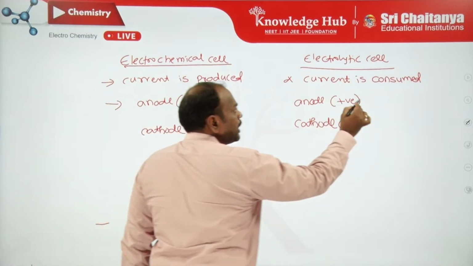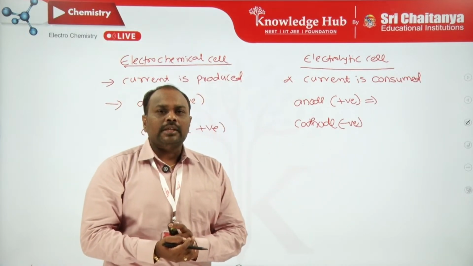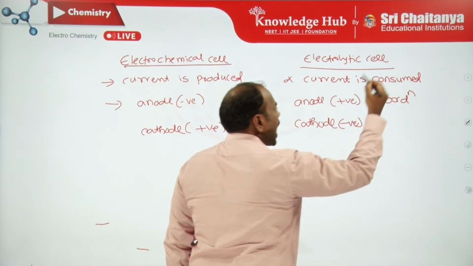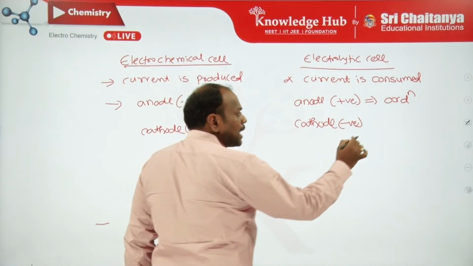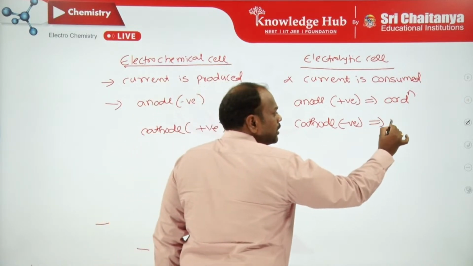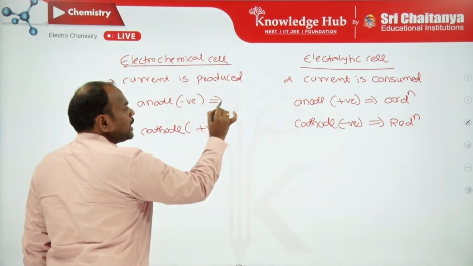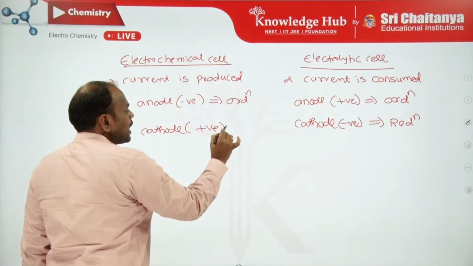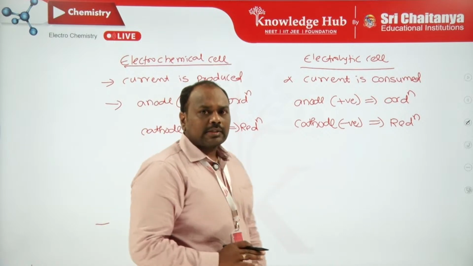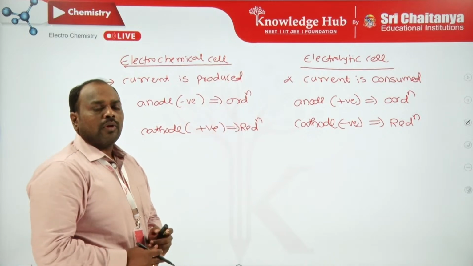Here, electrons are lost. Losing of electrons is known as oxidation. So the oxidation reaction takes place at the anode. Simultaneously at the cathode, electrons are gained. Gaining of electrons is known as reduction. So the reduction reaction takes place. Here also it is the same: the oxidation reaction takes place at the anode and the reduction reaction takes place at the cathode. Both reactions are the same, but the signs are different in the electrochemical cell and the electrolytic cell.